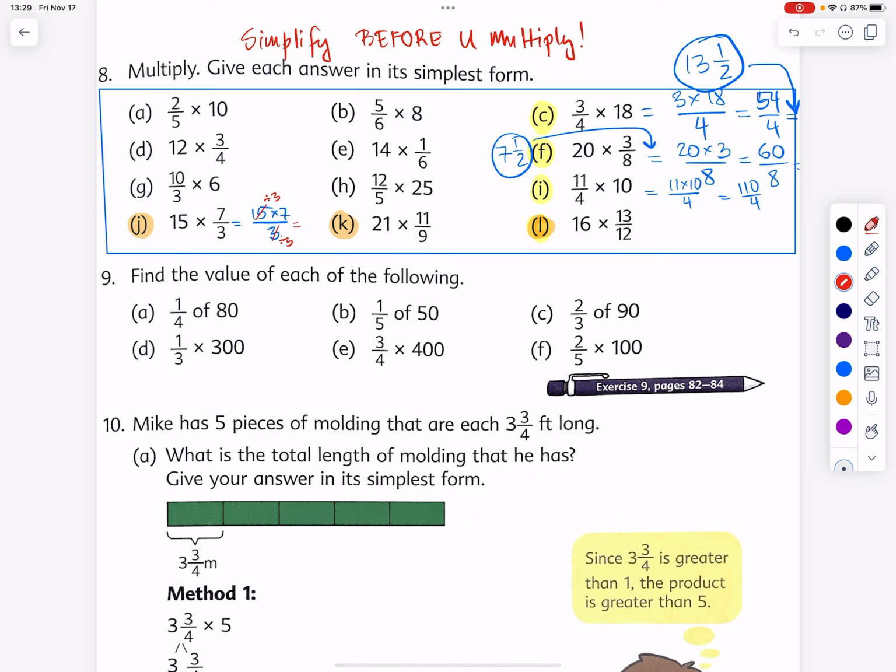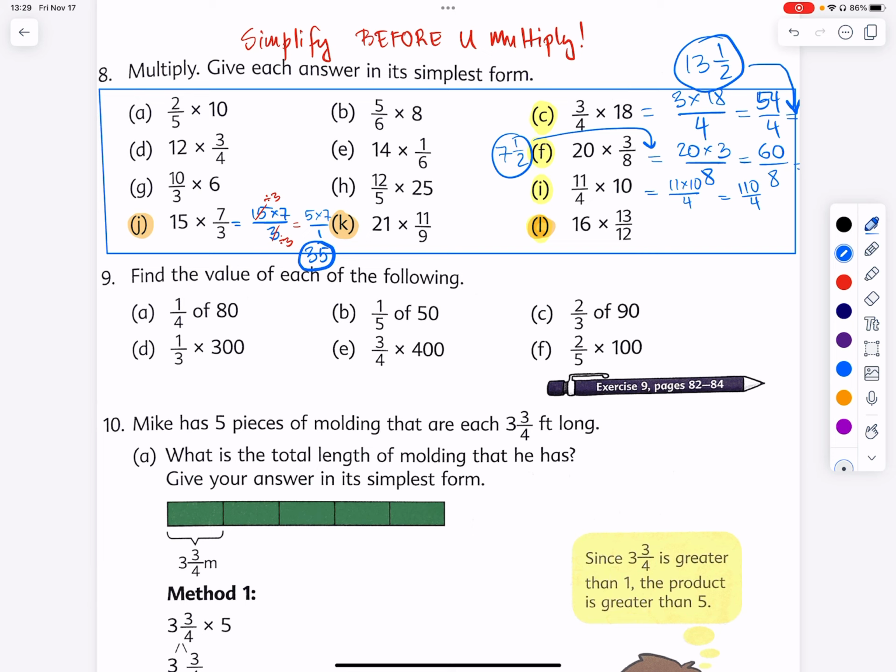It will give us an equivalent fraction, 5 times 7 over 1. I'm so sorry, friends, over 1. Now look how easy it is. 5 times 7 equals 35. Example J simplifies down to a whole beautiful number, 35.